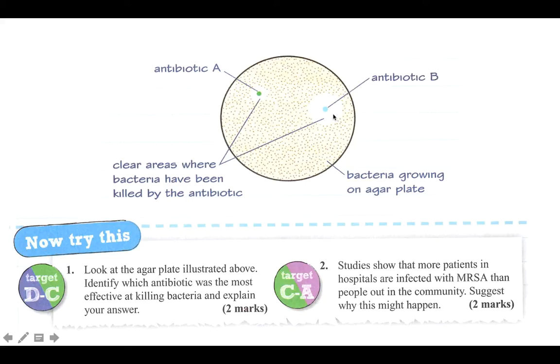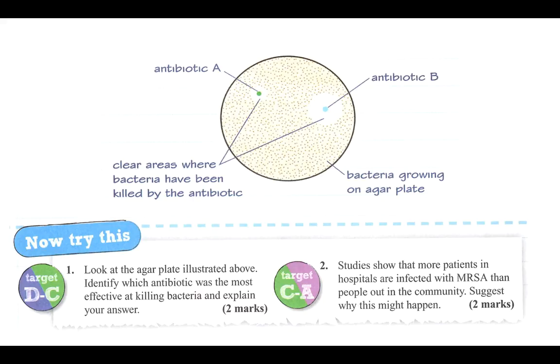Okay. Second question says, studies show that more patients in hospitals are infected with MRSA than people out in the community. Suggest why this might happen. So this is your grade C to A. You'd get 1 mark for saying that people in hospital are closer to people who are ill and are therefore more likely to catch diseases. People in a hospital are more likely to be closer together with people who already have bacteria in them. Therefore, there is a greater chance that bacteria already resistant to one antibiotic will come into contact with other antibiotics.